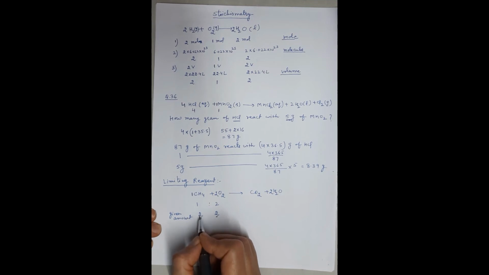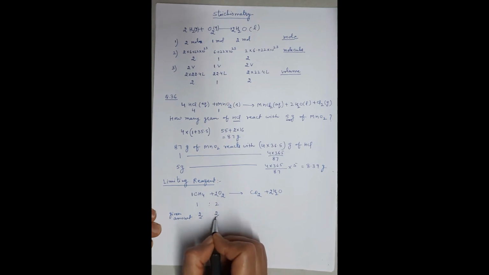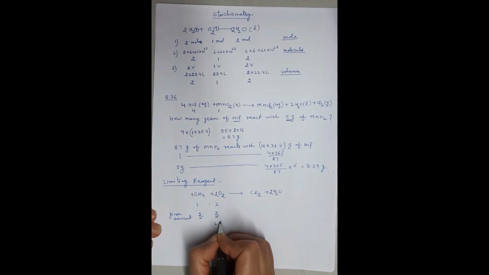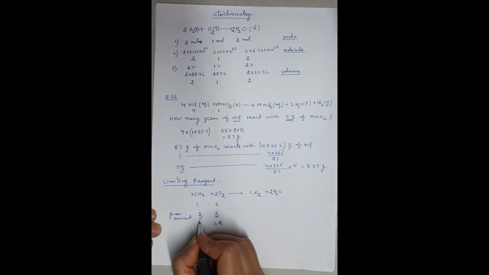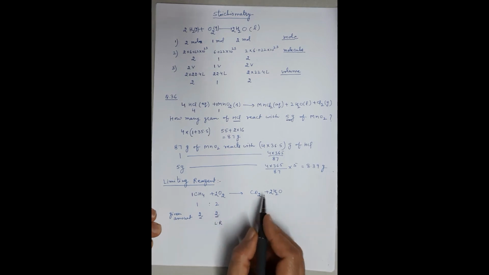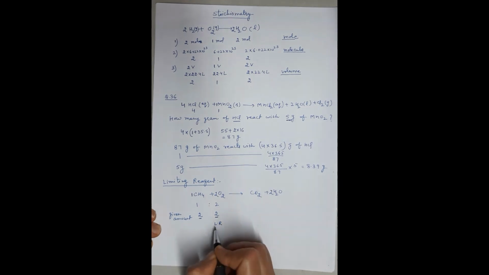This is called the excess reactant or excess reagent. Whereas the one which is consumed fully during the reaction is called the limiting reagent. In this case, oxygen is consumed fully. Now no more oxygen is left, although methane is left. So the one which is consumed fully is called the limiting reagent. It stops the further formation of carbon dioxide and water. This limits the product formation, so it is called the limiting reagent.